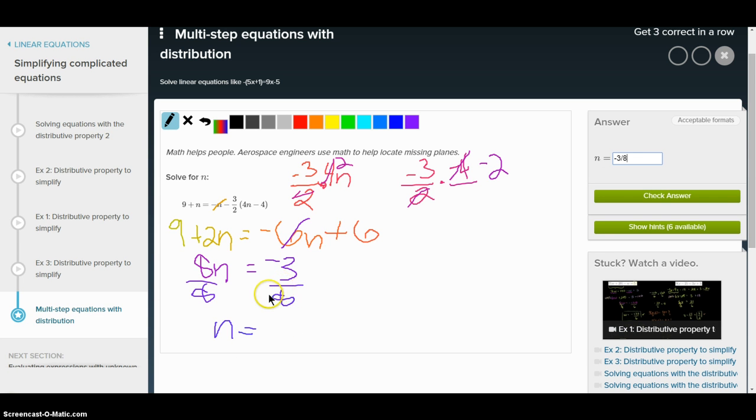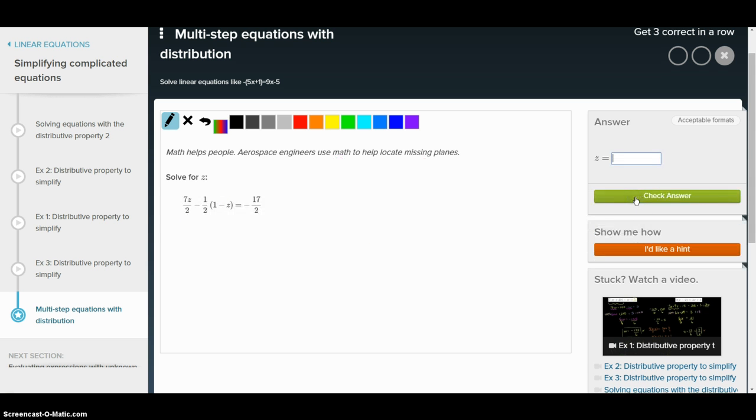So the answer is n equals negative 3 over 8. So put that in the answer box and we got it right. So go to the next question.